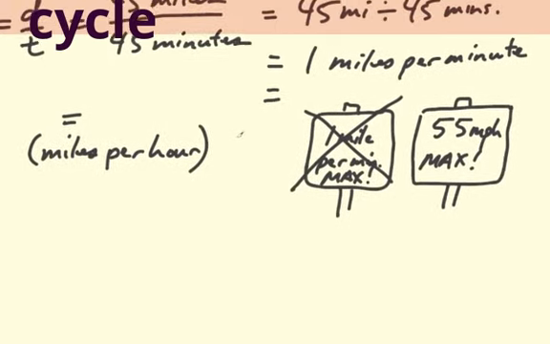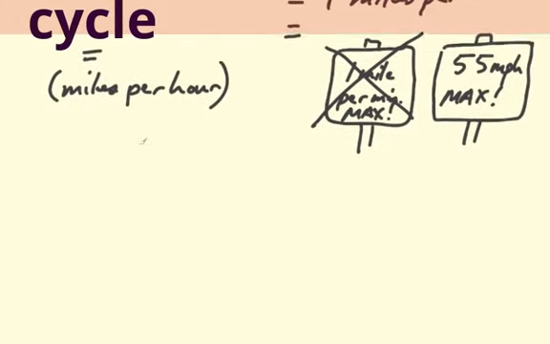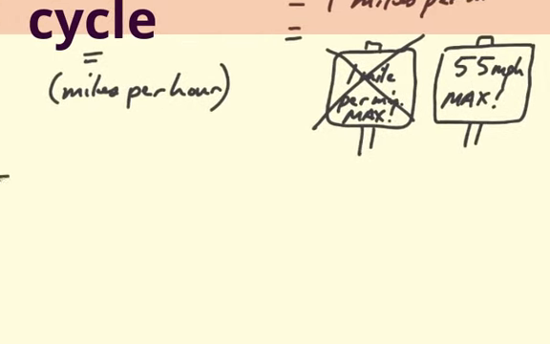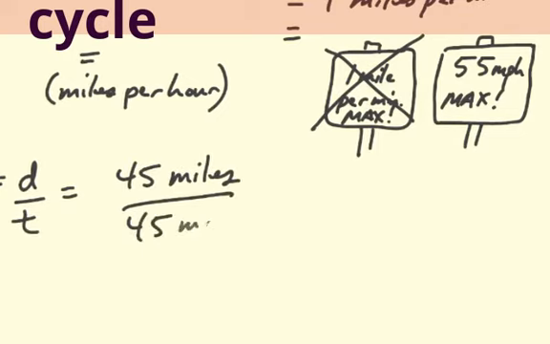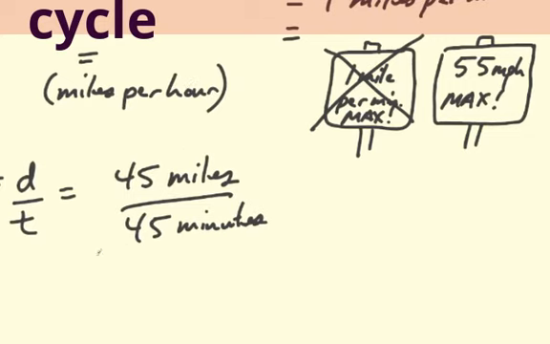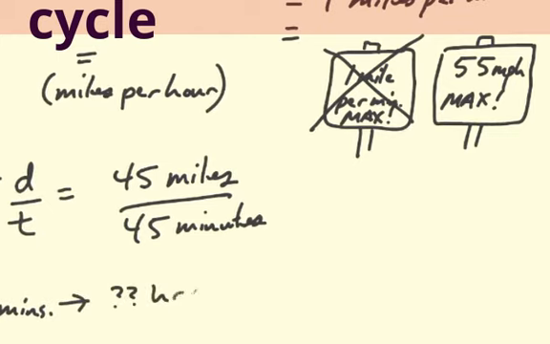I'll go ahead and move this up. Rewrite the speed equation. S is equal to d over t. Speed is equal to distance divided by time. And we'll go ahead and put those numbers back in. It was 45 miles every 45 minutes. But I want to go ahead and change the 45 minutes into hours. I want to change 45 minutes into a certain amount of hours.